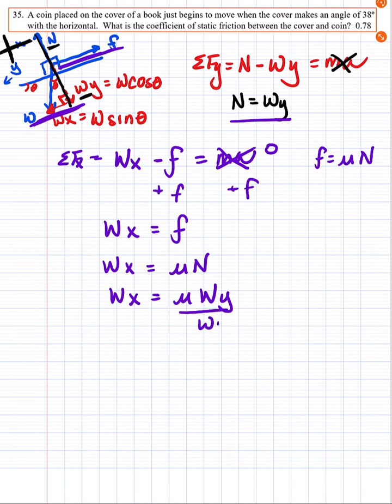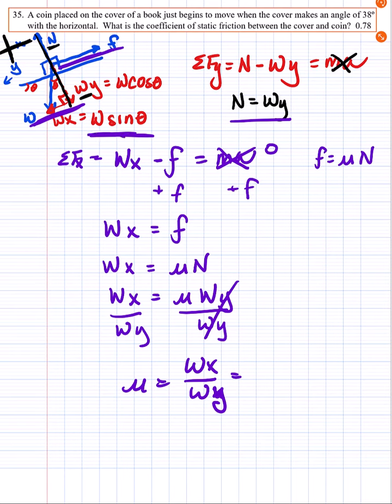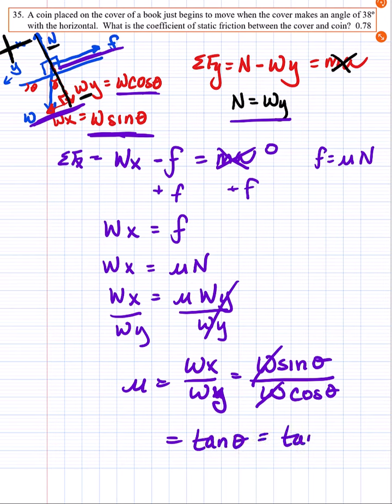So I'm going to divide both sides by wy to get mu. So mu equals wx over wy. I'm going to substitute in for wx. wx, remember, was w sine theta divided by wy, which was w cosine theta. If you notice, w cancels out. You could plug in sine 38 divided by cosine 38, but a sine theta over a cosine theta is a tangent theta. So this is equal to tan 38. If you do the math correctly, you should get 0.781.